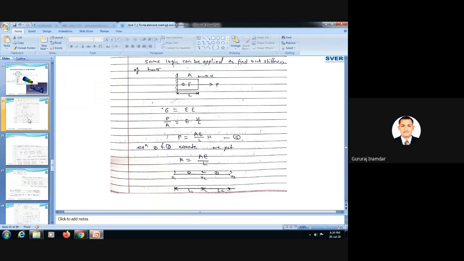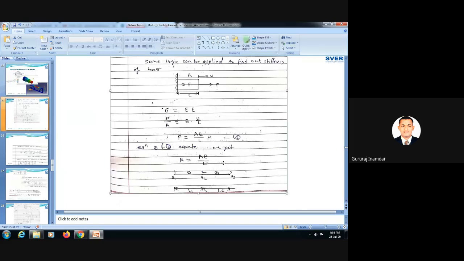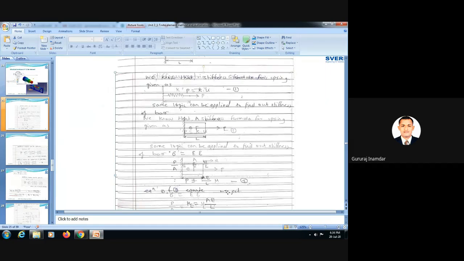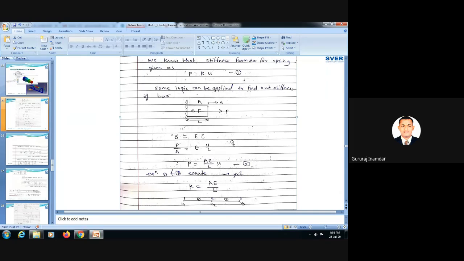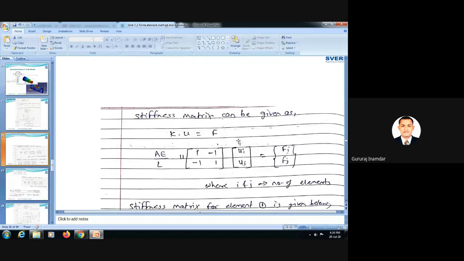So now the stiffness matrix: stiffness into displacement is equal to force. In the previous slide we found that equation, where the first equation was force is equal to K into U. Only by rearranging, equating equation 1 and 2, K is equal to area upon L. If you move towards the second slide, the stiffness matrix can be given as K into U is equal to F.